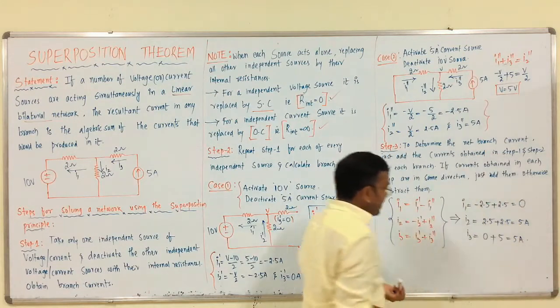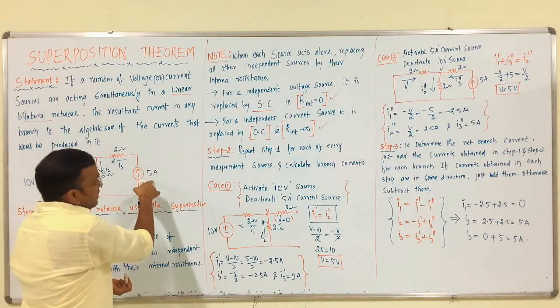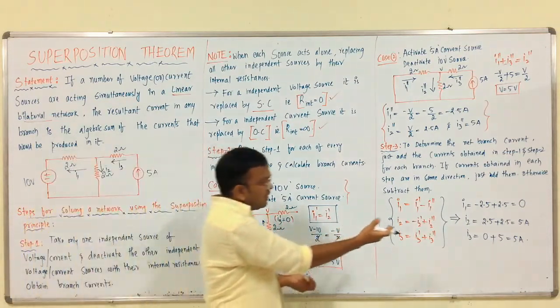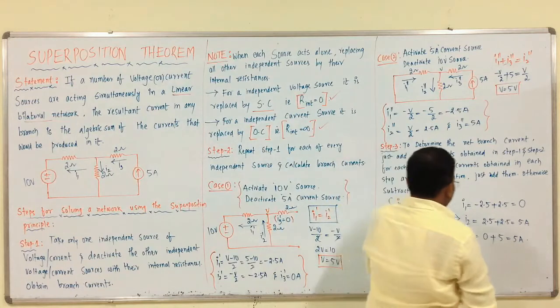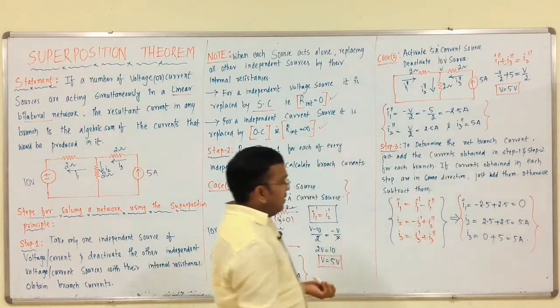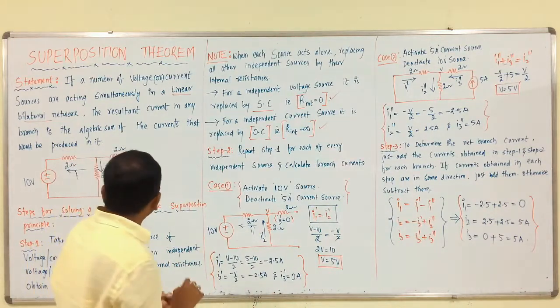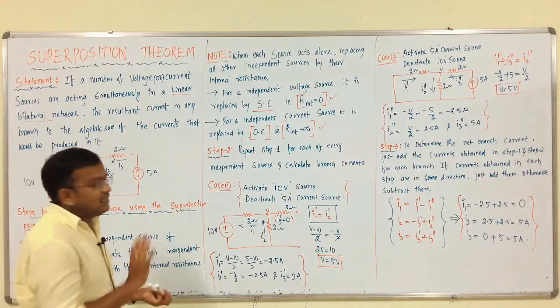See, I3 is nothing but, he provided I3 equals 5 amperes. From this, I3 equals 5 amperes. So, obviously, we got that value. So, these are the values of I1, I2 and I3. I1 is 0, I2 is 5 amperes, I3 is equal to 5 amperes. Now, we have to verify this answer.